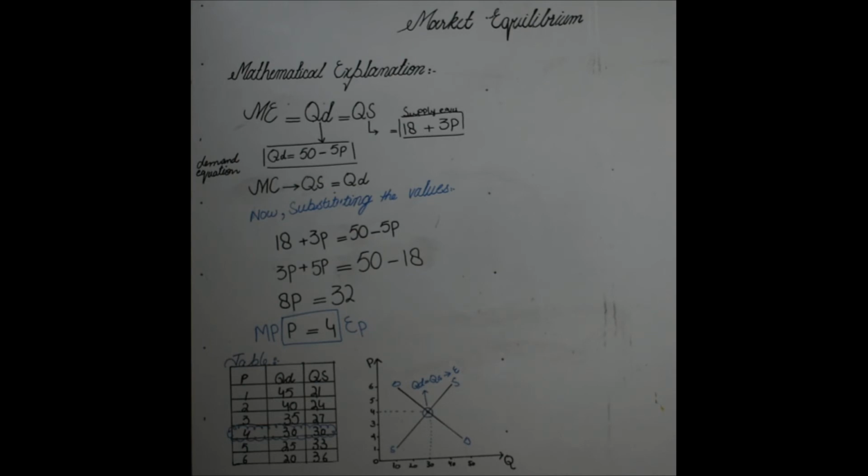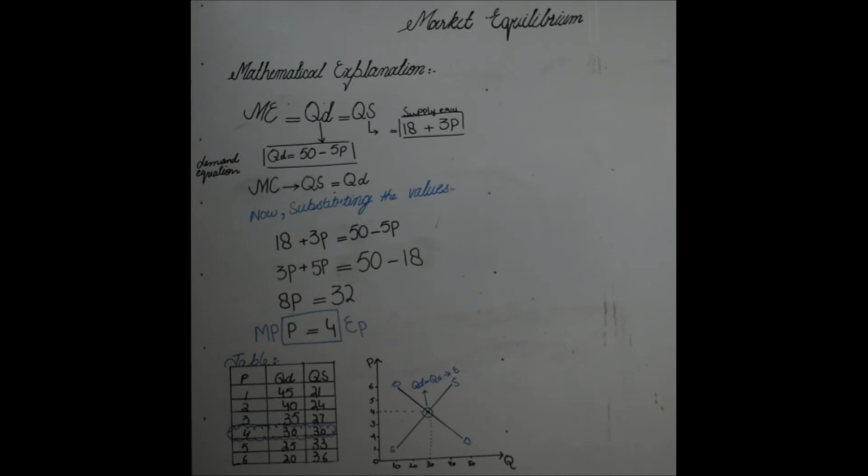So these are the mathematical techniques and the mathematical explanation behind the economic concepts. We have two equations, and we know that the condition of market equilibrium is quantity supplied equal to quantity demanded. So we will substitute the values of QS and QD. QS is equal to 18 plus 3P, and QD is equal to 50 minus 5P. We substitute the values: 18 plus 3P is equal to 50 minus 5P.